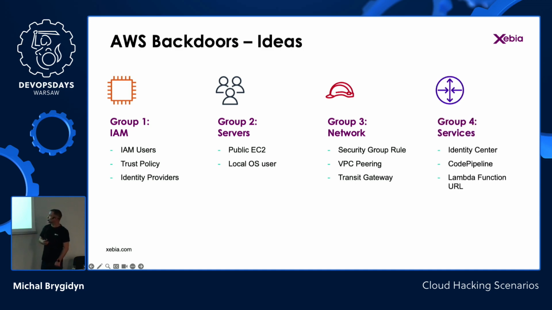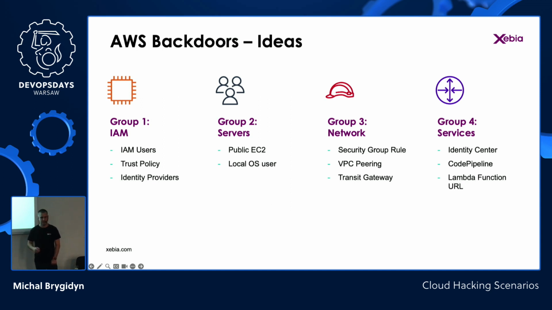And the last one, services. You don't use AWS SSO. Thanks for that. I can use it for you, and thanks to that, I will have access to all your accounts. And you will not even know because it's not interfering with your current access to AWS. CodePipeline, this is the automation tool on AWS. You don't use it, so I can use it.